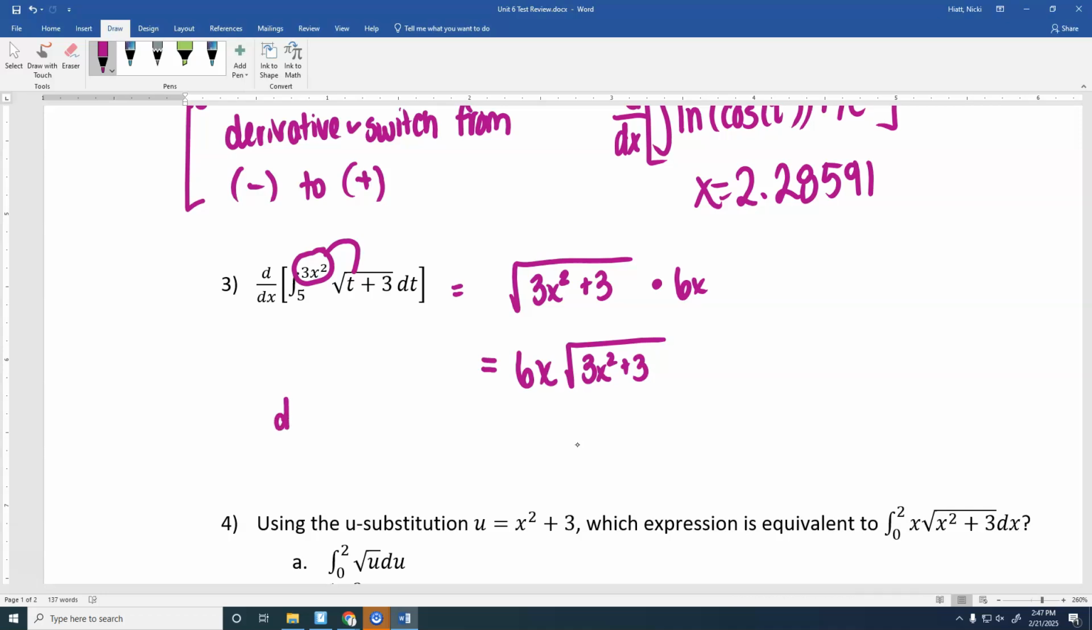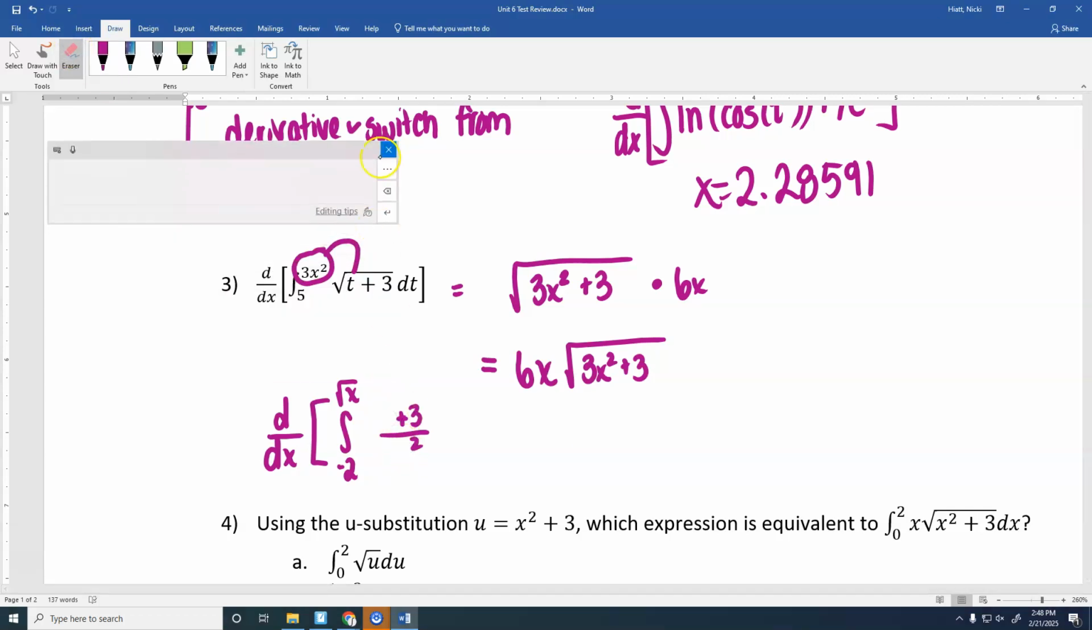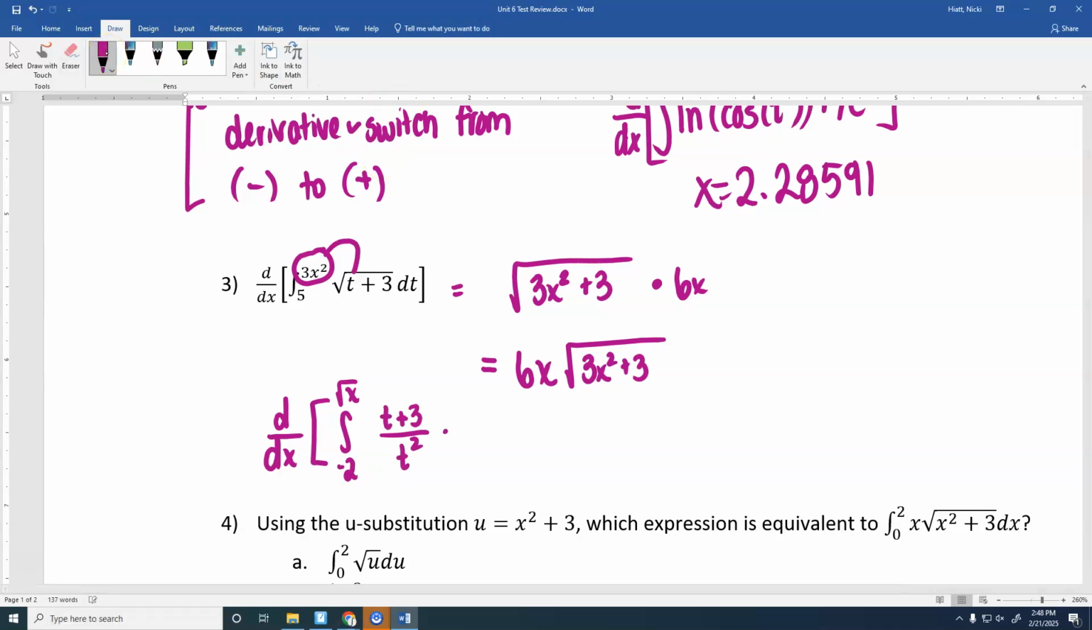Try another one of those to make sure we can do it. Let's do this. The derivative of the integral from negative 2 to the square root of x of x plus 3 over x squared. Or let's see, hold on. I needed to use a dummy variable right there. That would never be an x in both places. They'd put a t squared dt.